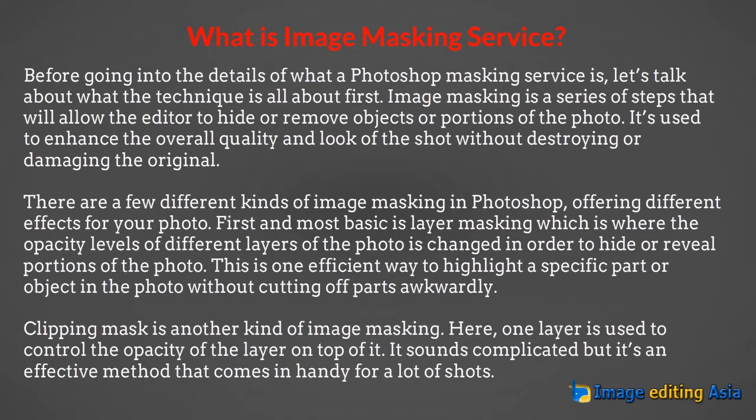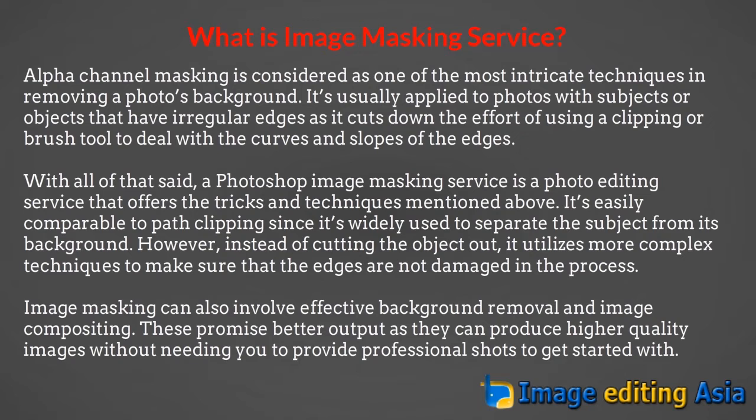First and most basic is layer masking, which is where the opacity levels of different layers of the photo are changed in order to hide or reveal portions of the photo. This is one efficient way to highlight a specific part or object in the photo without cutting off parts awkwardly. Clipping mask is another kind of image masking. Here, one layer is used to control the opacity of the layer on top of it. It sounds complicated, but it's an effective method that comes in handy for a lot of shots.